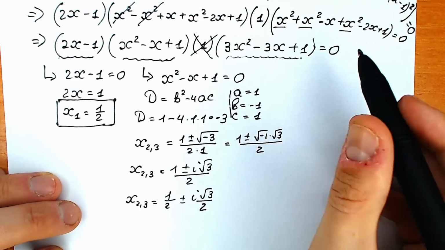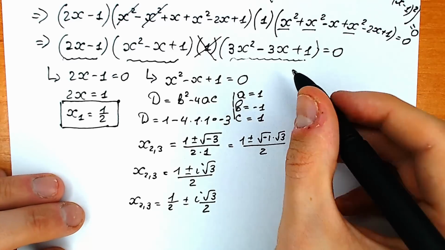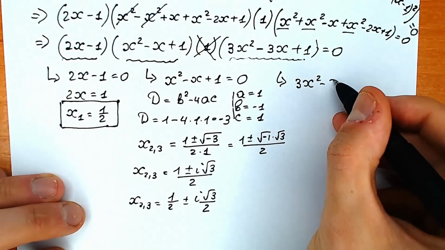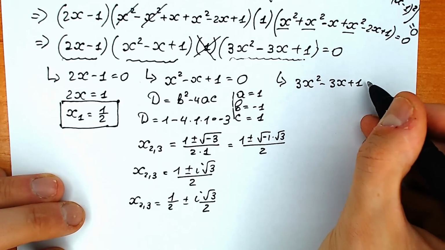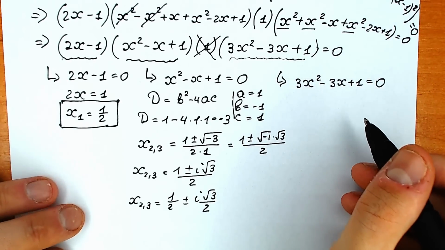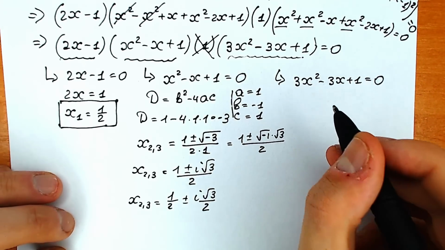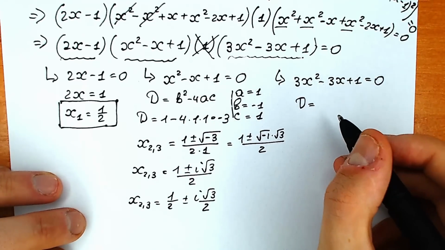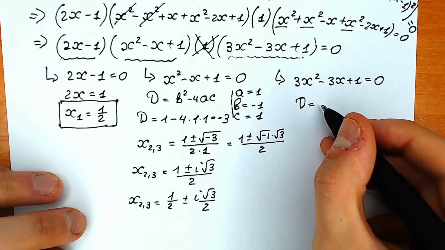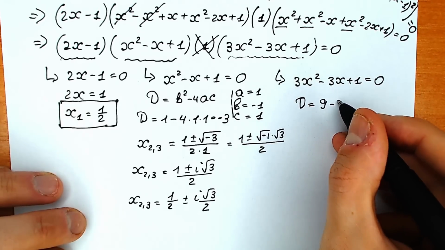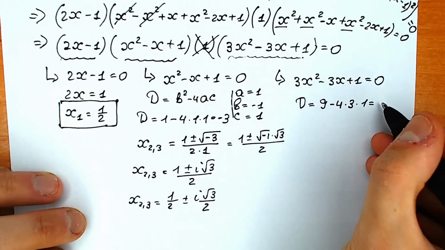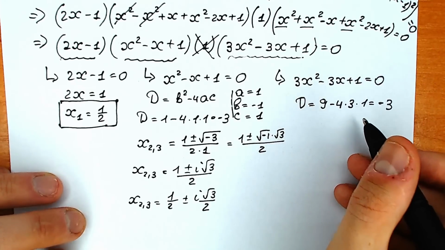Let's see what will happen when we solve this parenthesis. So let's do this right now. So we have 3x squared minus 3x plus 1 equal to 0. Let's find our discriminant real quick right here without writing a, b, and c. I hope you know it. So we have discriminant equal to b squared minus 4ac. So minus 3 squared equal to 9 minus 4 times 3 times 1 equal to 9 minus 12 equal to, as you can see, the same minus 3.